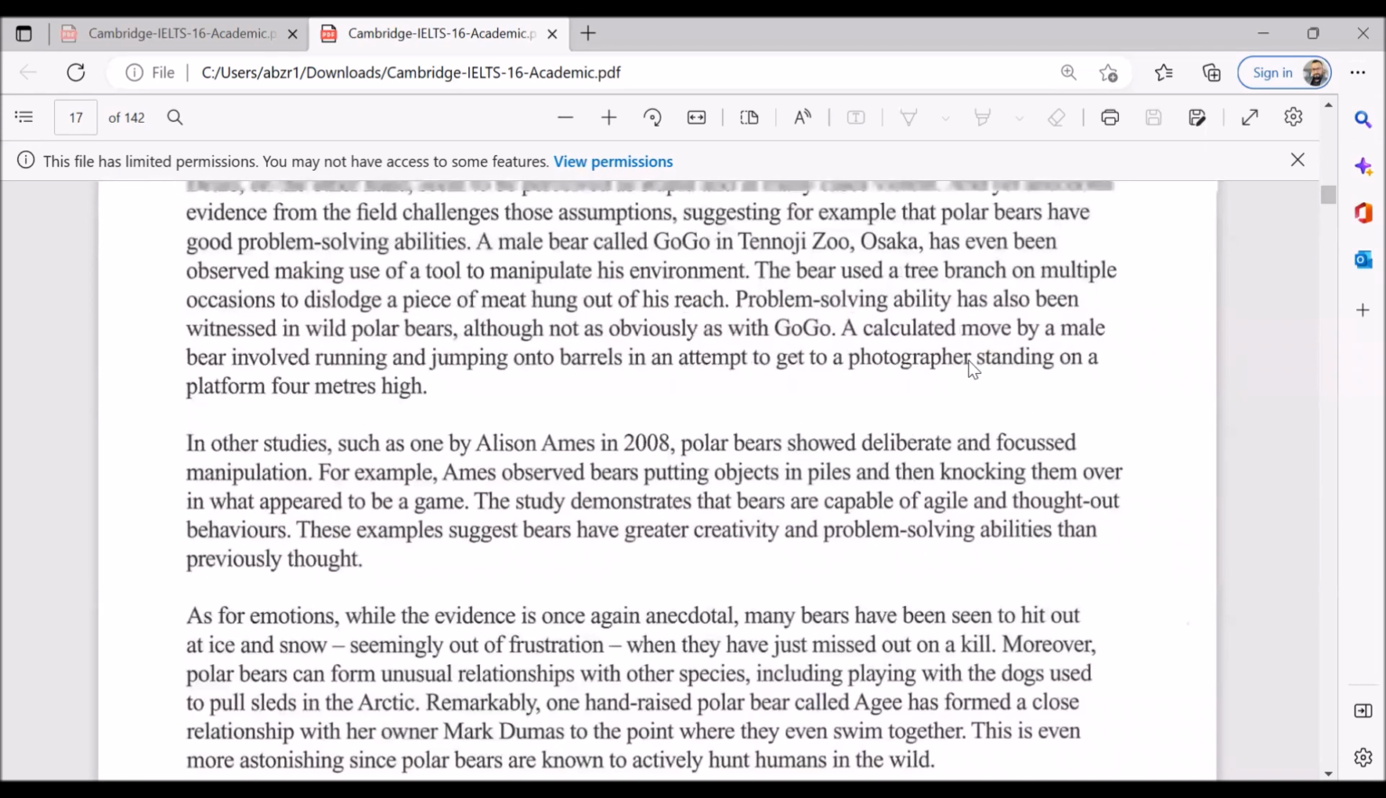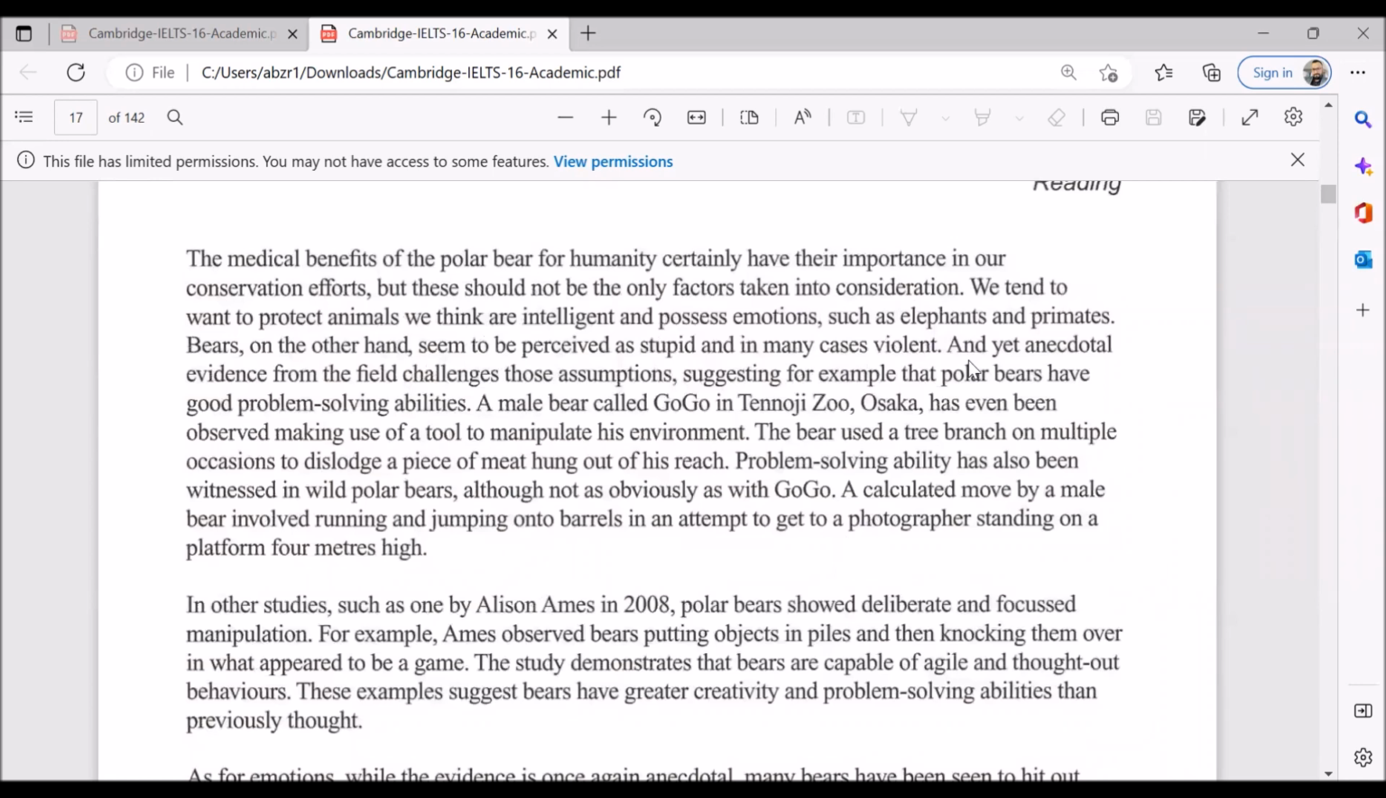And of course, we have to move on. Problem solving ability has also been witnessed in wild polar bears. They were talking about wild polar bears, although not as obviously as with Gogo. A calculated move by a male bear involved running and jumping onto barrels in an attempt to get to a photographer standing on a platform 4 meters high.